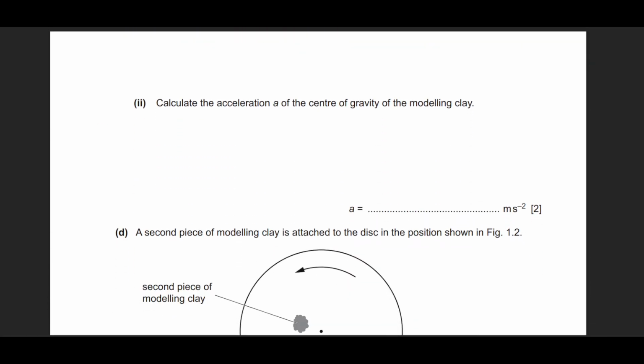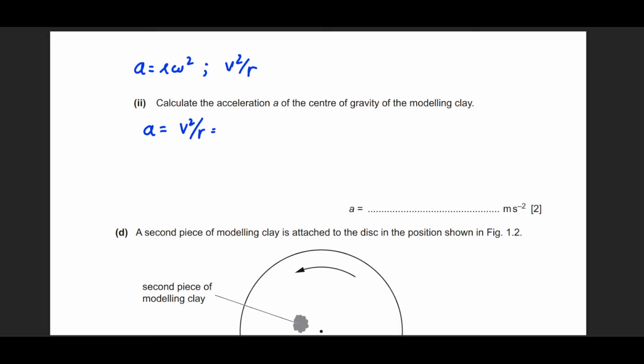Then he asks you to calculate the acceleration A toward the center of the modeling clay. So we have multiple formulas for this. We have A equals r omega squared, and we also have V squared over r. So no matter what formula you choose, the answer will still be the same. So I'm choosing V squared over r.